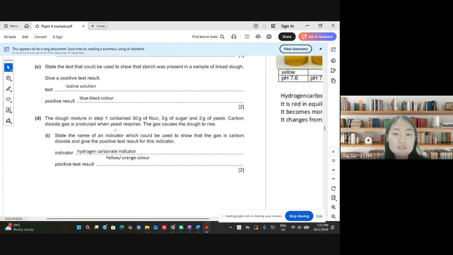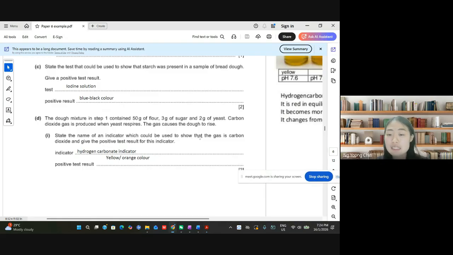Okay, and then for the second one, the dough mixture in step 1 contains 50 grams of flour, 3 grams of sugar, and 2 grams of yeast. They will produce carbon dioxide when the yeast does anaerobic respiration. So the carbon dioxide would cause the dough to rise. They also ask for an indicator which can prove that the gas produced is carbon dioxide. The indicator they use is actually hydrogen carbonate indicator, a very famous indicator to test whether there is a presence of carbon dioxide.